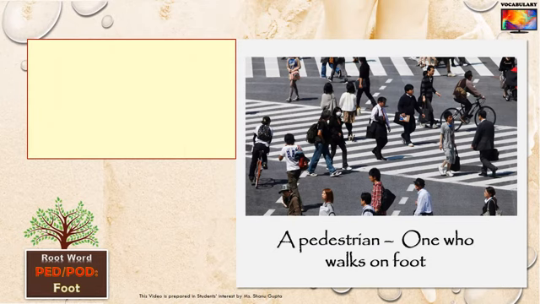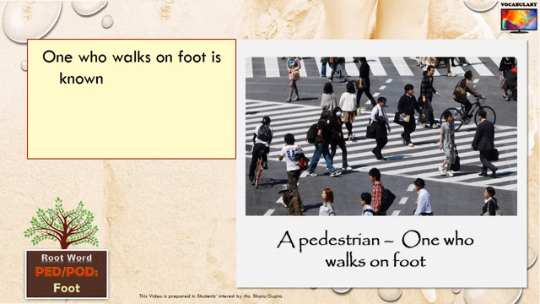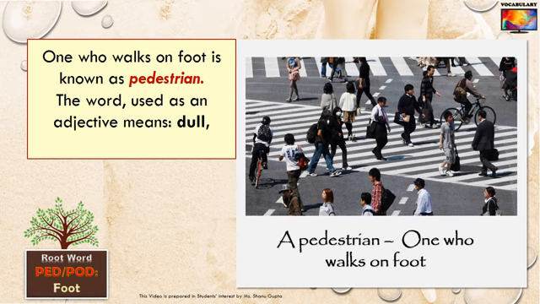Moving on to other words beyond this classification, we have the word pedestrian. One who walks on foot is known as a pedestrian. On busy roads, you have pedestrian crossings so that the pedestrians can easily cross over. The word can also be used as an adjective to describe something that you think is ordinary and dull, uninspiring or boring.